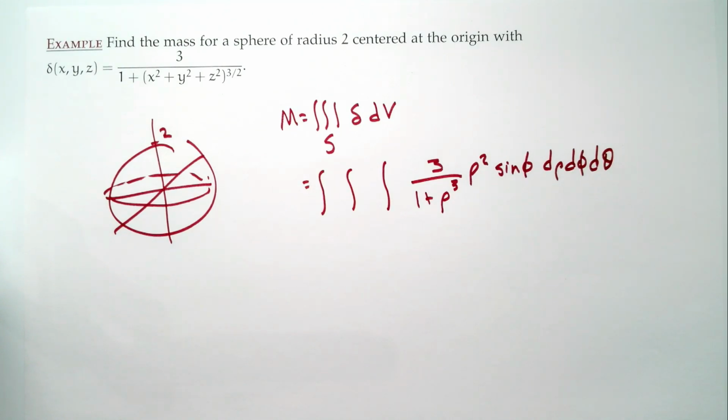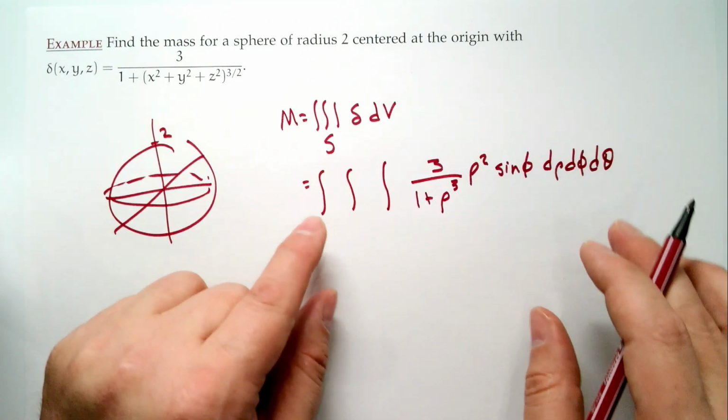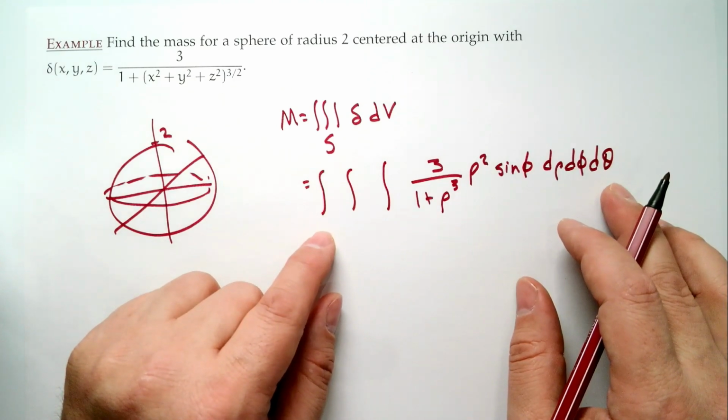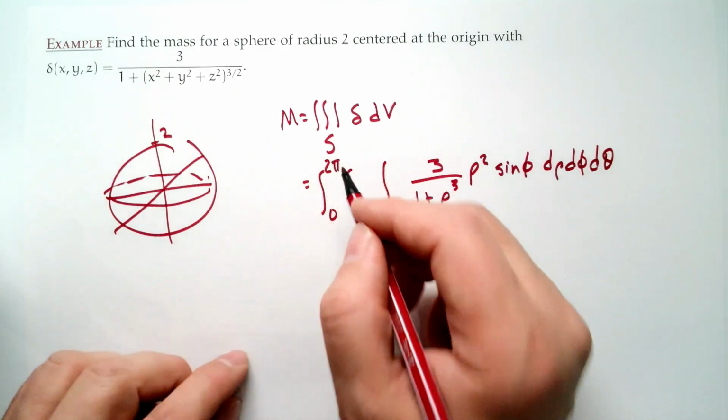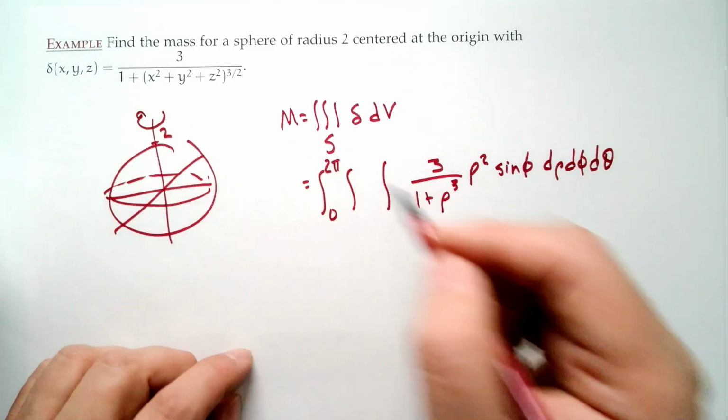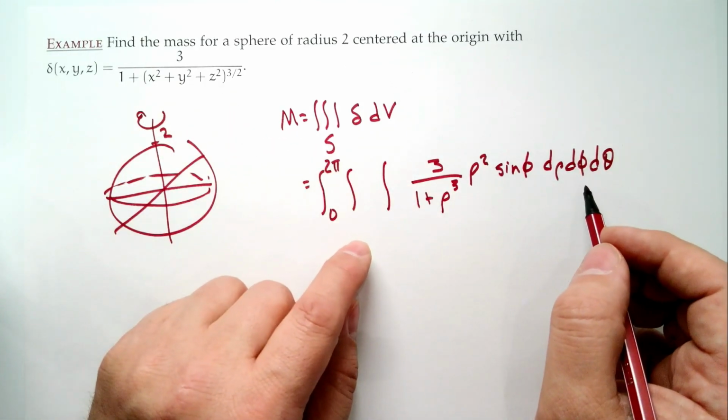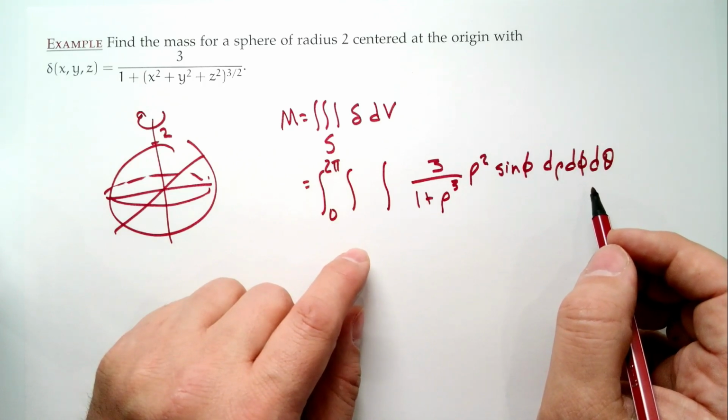All right. Anyways, okay. Let's do our bounds. Where will theta go between? 0 and 2 pi, because we're going to go all the way around. We're going, as they say, full circle. Now, phi, this will test your memory. Where will phi go between?